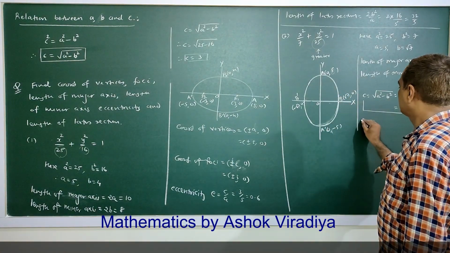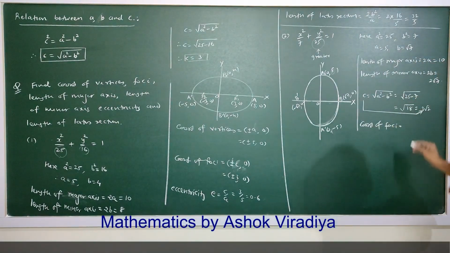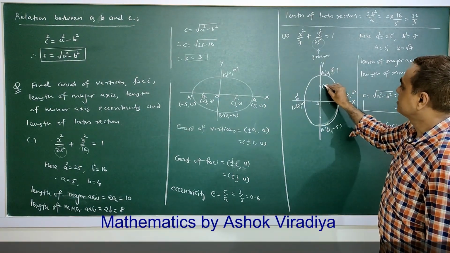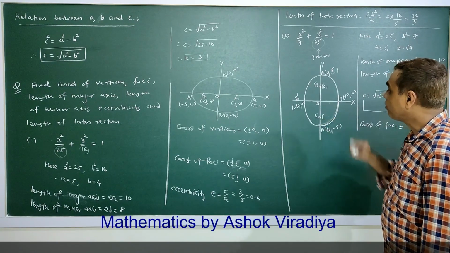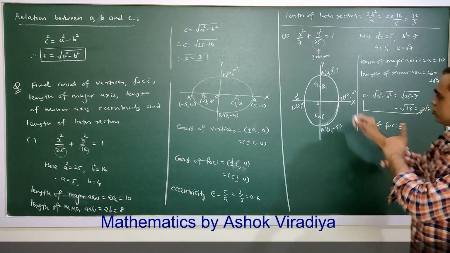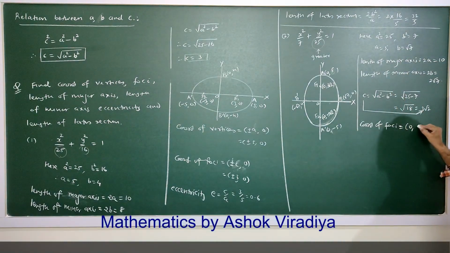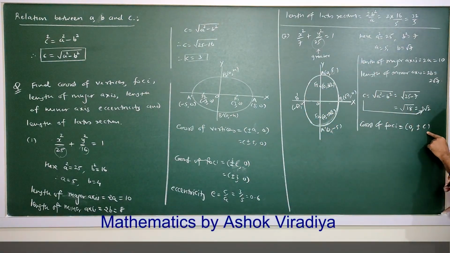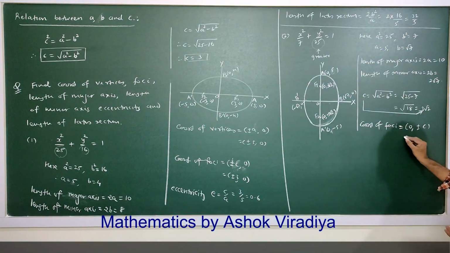So the coordinates of the foci. The foci lie on the y-axis. This will be F1 (0, c) and this will be F2 (0, minus c). What is c? 3 root 2. So (0, 3 root 2) and (0, minus 3 root 2), so (0, plus minus c). Here it was (plus minus c, 0), but here it is (0, plus minus c), because the major axis lies along the y-axis. So the foci lie on the y-axis, so it is (0, plus minus 3 root 2).